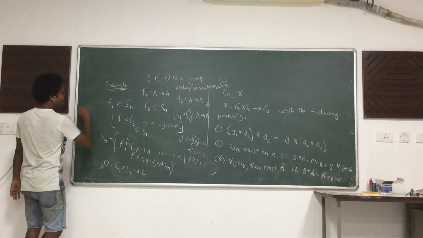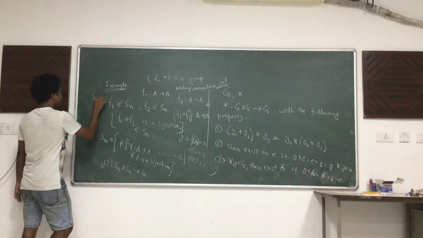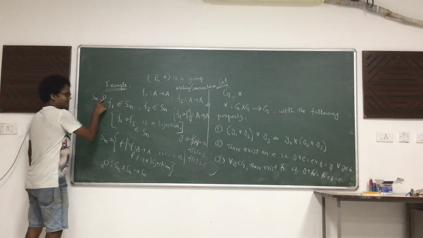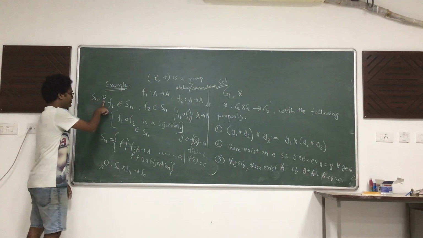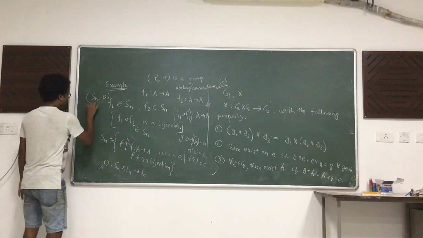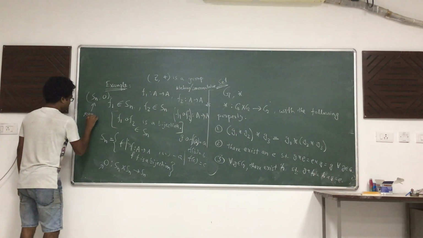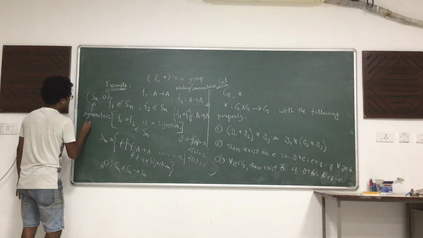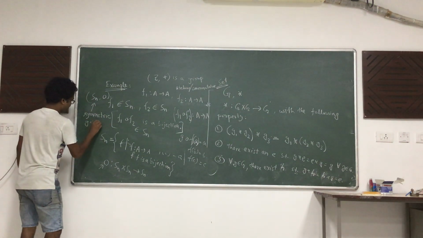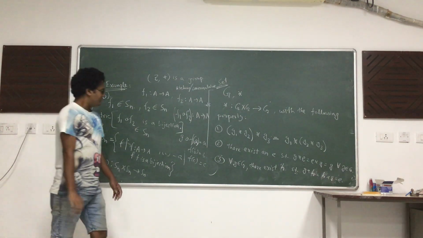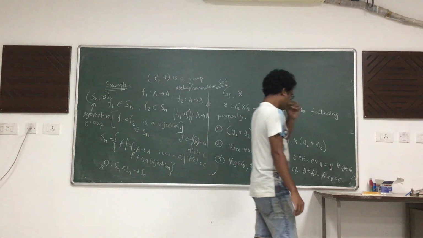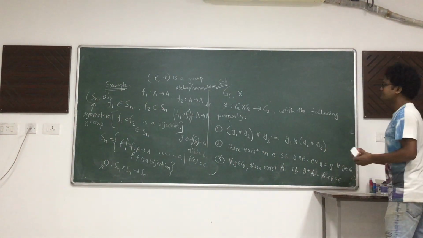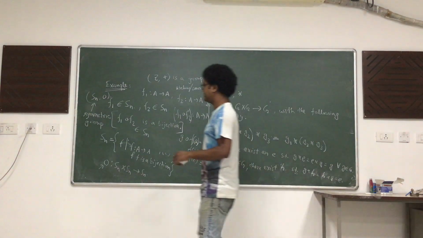So under this operation, Sn is a group. Sn is a group in its own right via the binary operation composition. And this group is actually called the symmetric group, or permutation group, of n. There are many properties of the symmetric group of n numbers, but we will not go into the details of it.